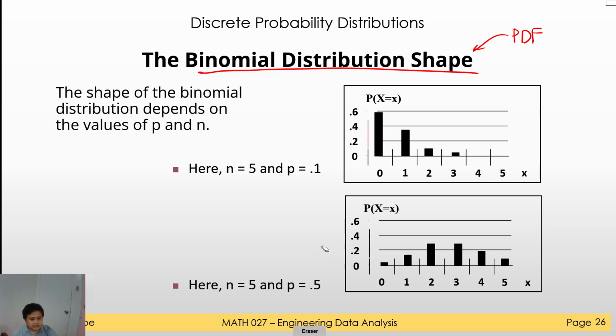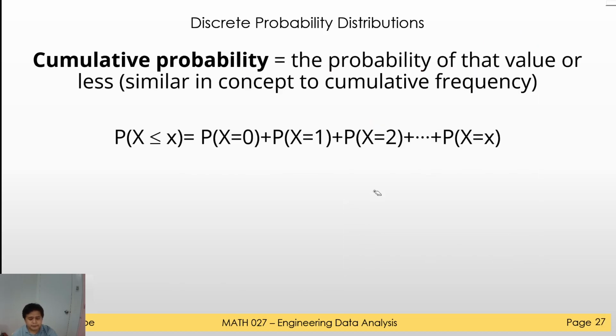Okay, so what can we realize here? If the probability is closer to 1/2, then usually it will look like a mountain. But if it is lower than 1/2, usually 0.1, then this will look like a slide. Or the other way around, if this is 0.9, it will look like this. Okay, it depends on the case. So that is basically the probability distribution shape.